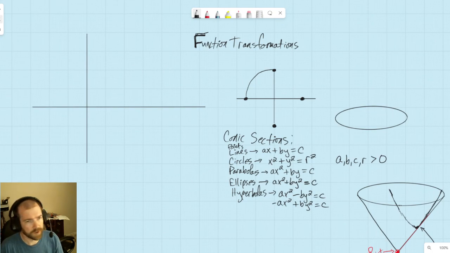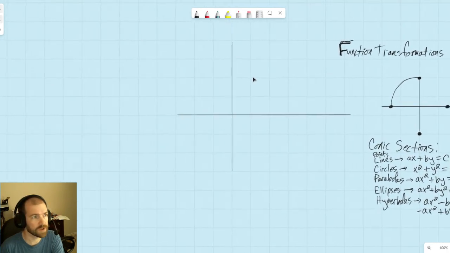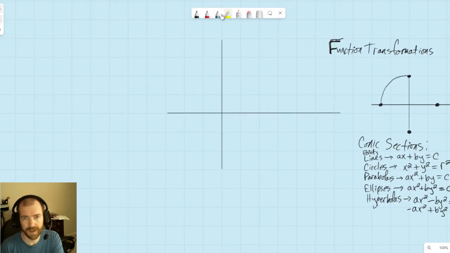All right, sorry about that. So here we're going to look at function transformations. Unfortunately, conic sections are not going to be good for the functions that we're using. So generally speaking, we're going to be talking about functions first of all. So doing a circle is not going to be a function.